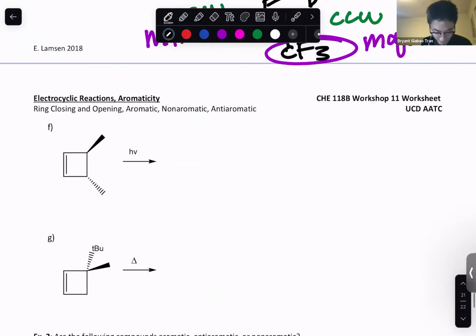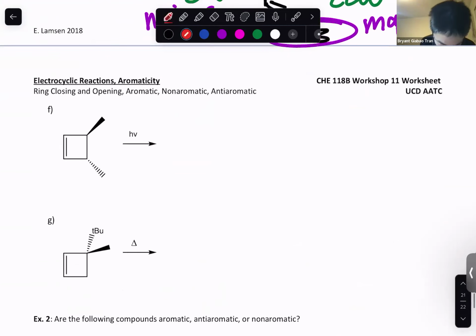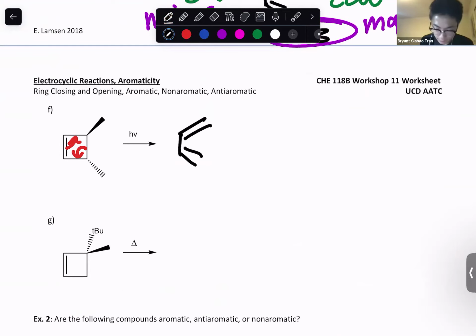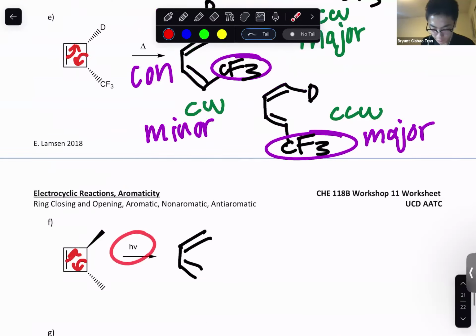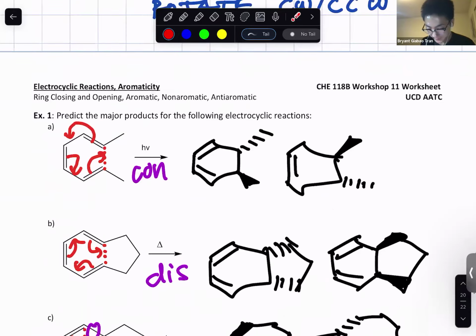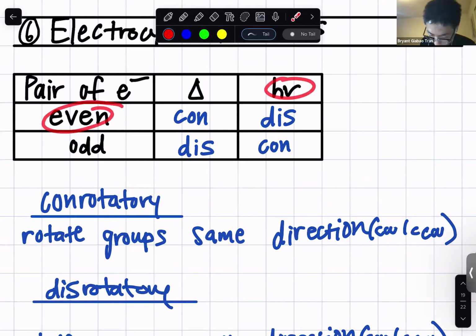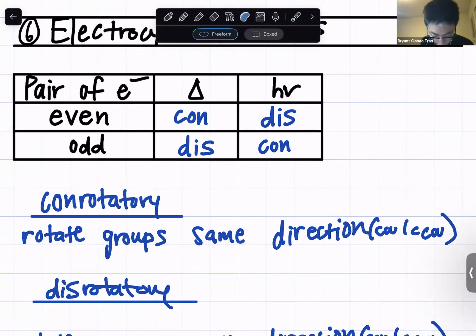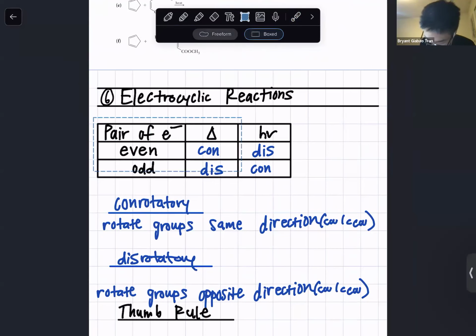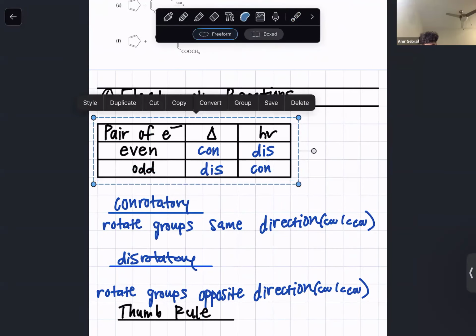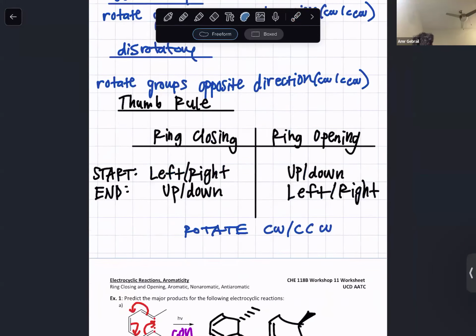Right. Let's do more practice. This is ring opening where the arrows are going to look like that, giving us this. We have an even pair of electrons under light, which is going to be disrotatory. Let me get this table with me. This table is useful.